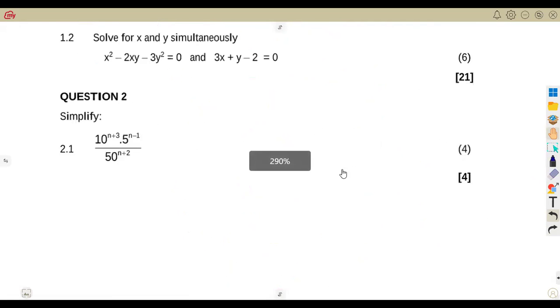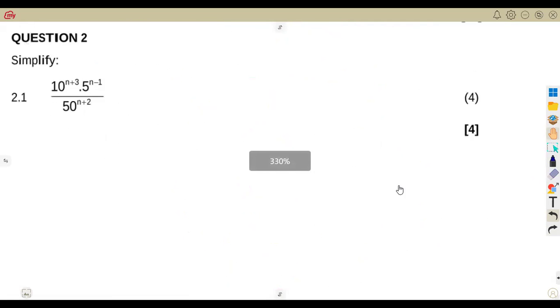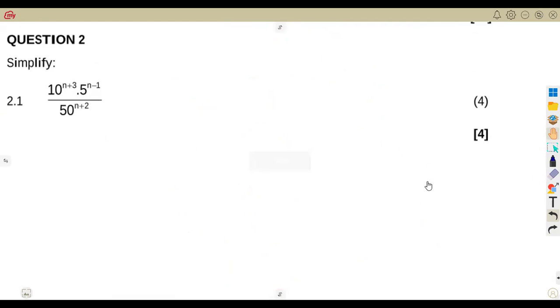All right, on question number 2, solve this one. Okay, simplify. This one is to simplify, 4 marks. Let's figure out what it is that they needed us to do here.